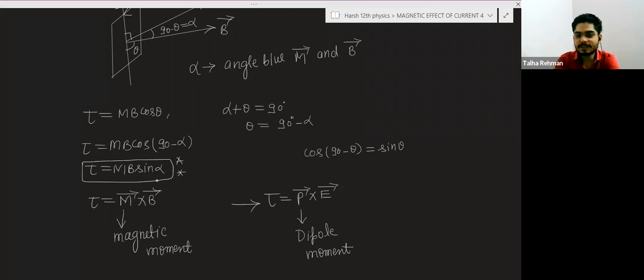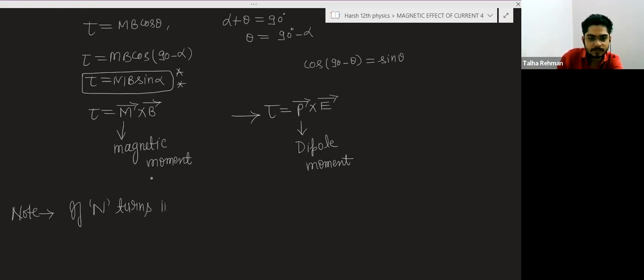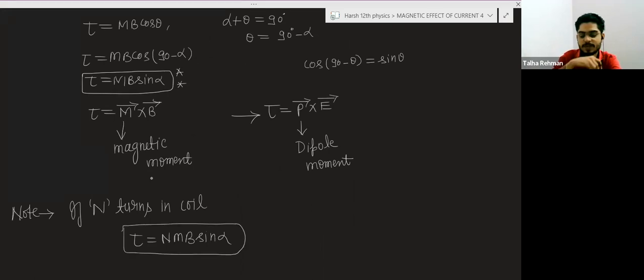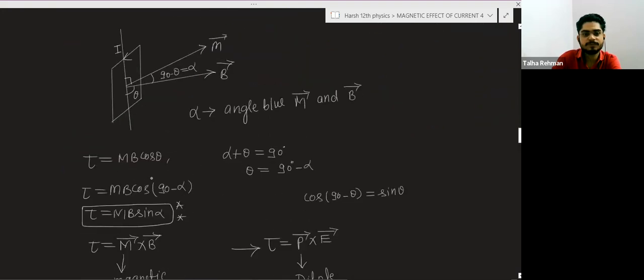Suppose I have just calculated this torque for one coil, for one turn of the coil. Suppose there are capital N turns in the coil, then this formula will be modified to N M V sine alpha. Just note down this from here.